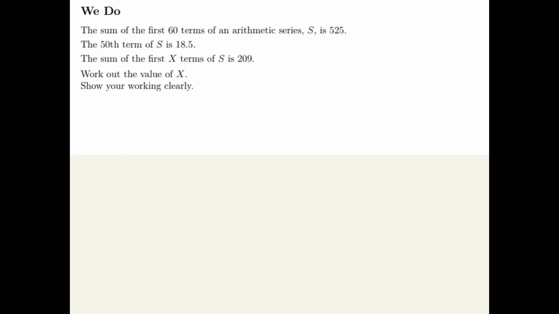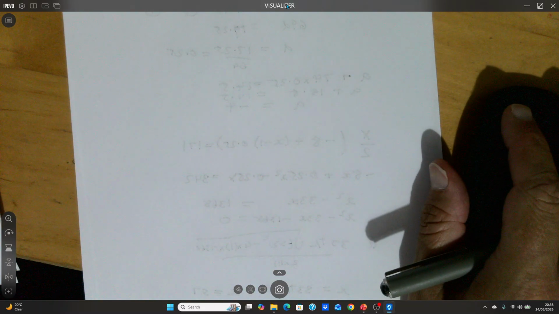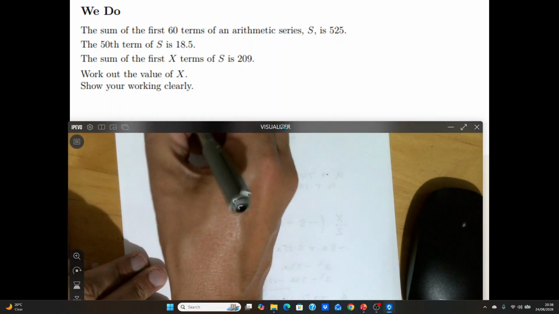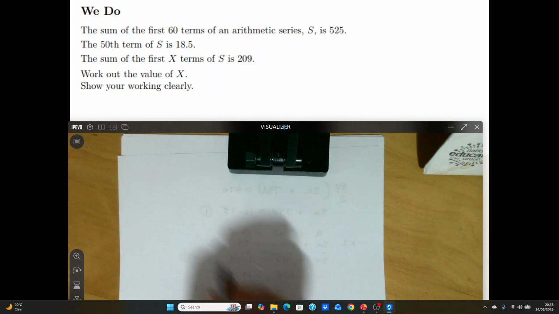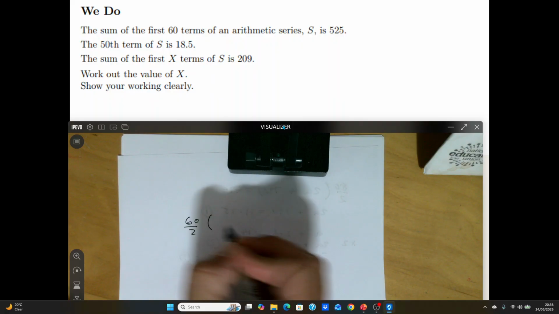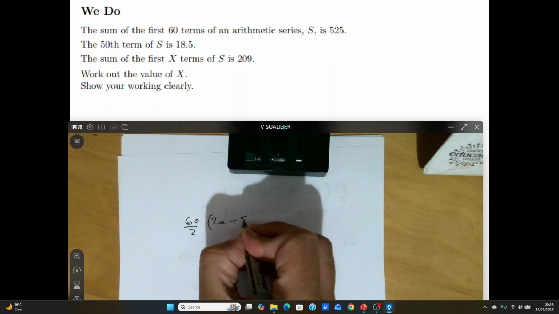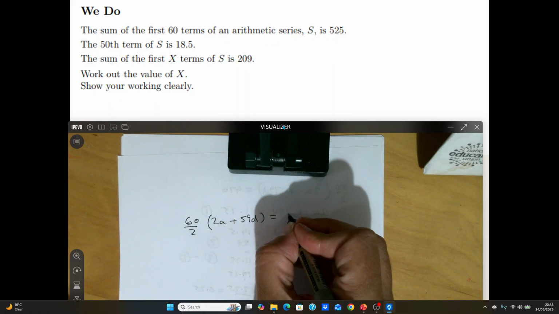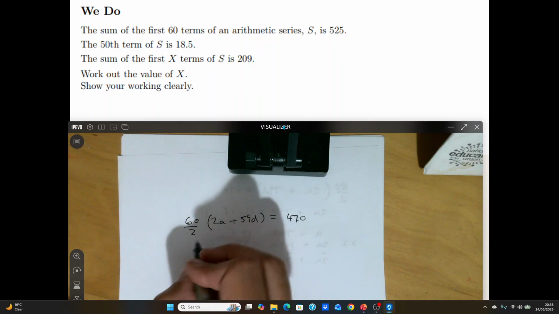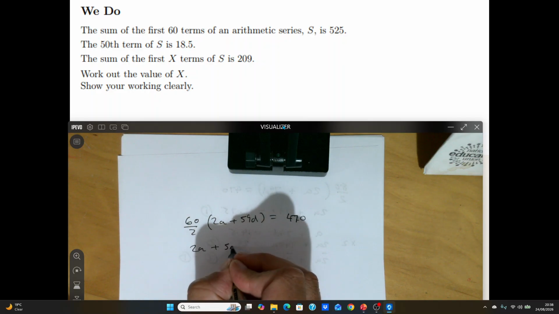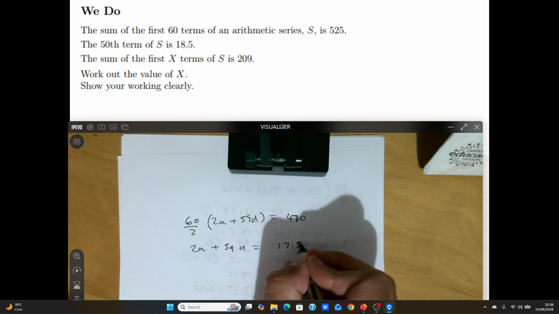Let's have a look at the second version. Okay, so what was the first thing that I did? Well, I used the sum of the series. And the sum of the series in this is going to be 60 over 2 times 2a plus 59d equals 470. So 2a plus 59d equals 17.5.